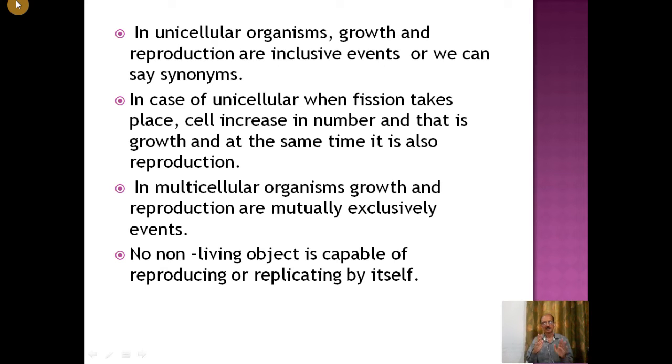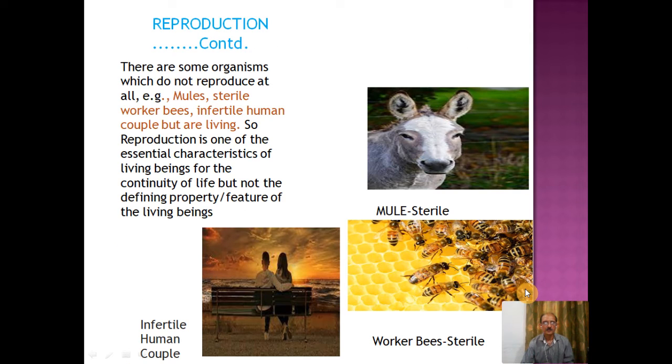So it is reproduction as well as growth. So reproduction and growth are synonyms, whereas in a multicellular organism, reproduction and growth are mutually exclusive events. And we observe that no non-living object is capable of reproducing or replicating itself.